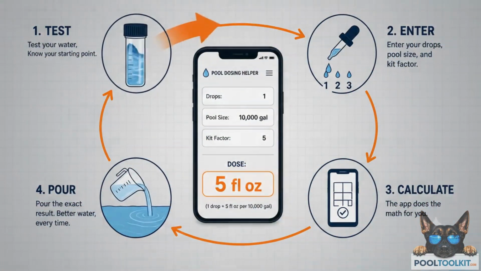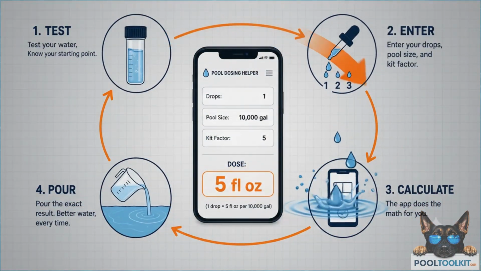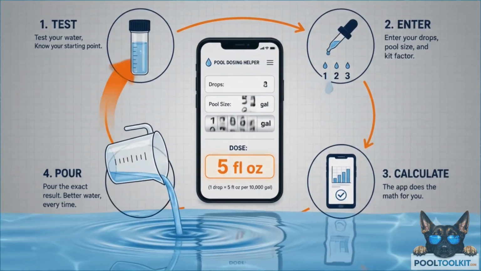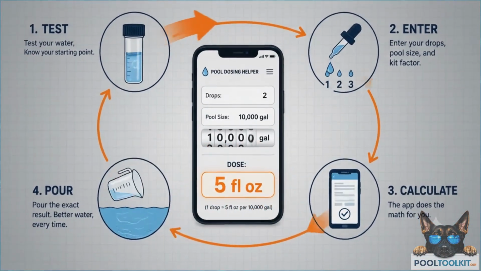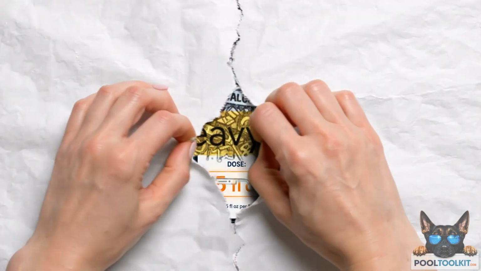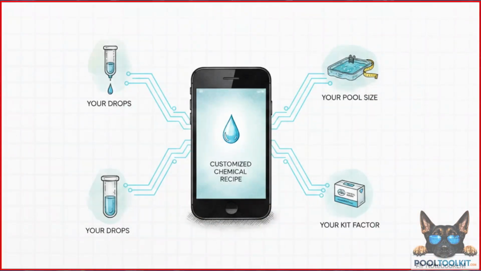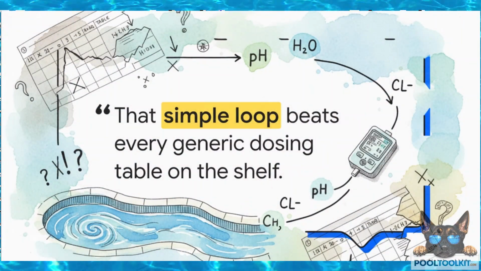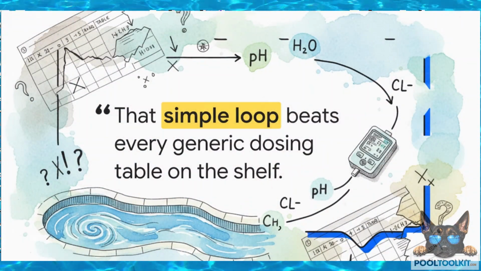Plug those same 3 numbers into the digital helper and it scales flawlessly. More gallons or more drops, it does the heavy lifting every time. Test the water, enter your drops, your pool size, and your kit factor, then pour the exact result. That simple loop beats every generic dosing table on the shelf.